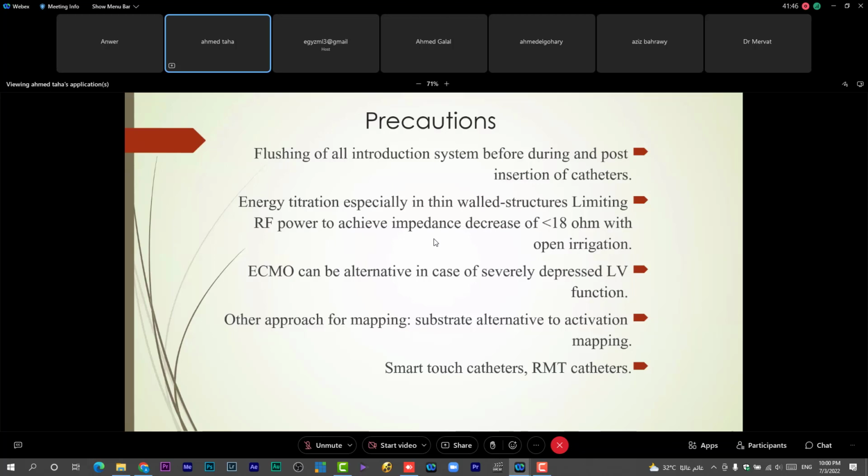ECMO can be an alternative in severely depressed LV function. If you have, as I told, intolerable VT, try to make substrate mapping. As I said, with smart touch catheters, it's very important to identify the pressure, tissue contact, and good ablation points, especially the stability.